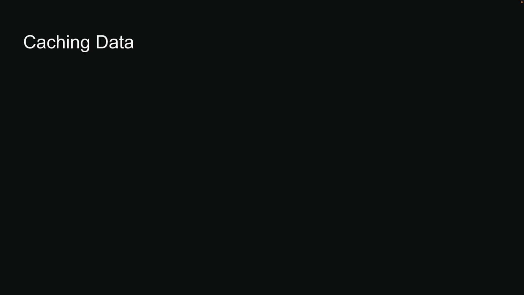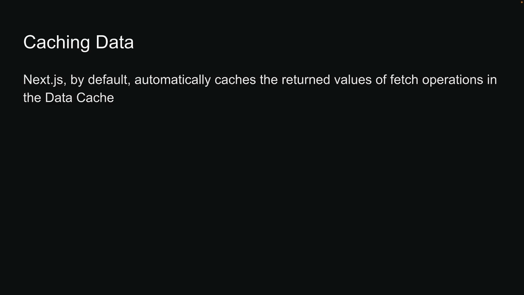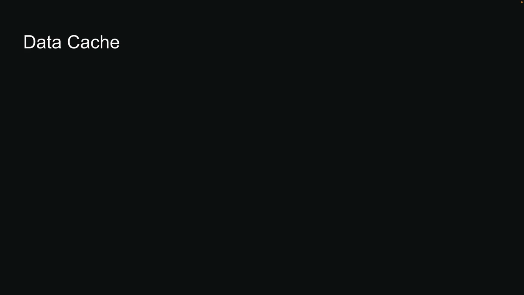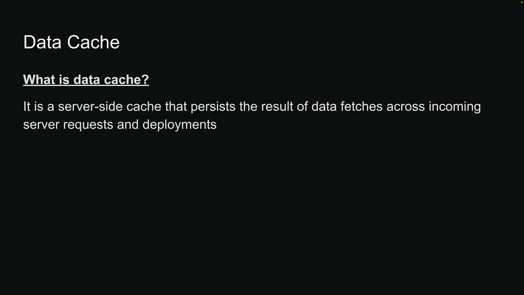In the previous video, we learned that Next.js, by default, automatically caches the return values of fetch operations in the data cache. In this video, we will dive deeper into the what, why, and how of this data cache. What is the data cache? It is a server-side cache that persists the result of data fetches across incoming server requests and deployments.